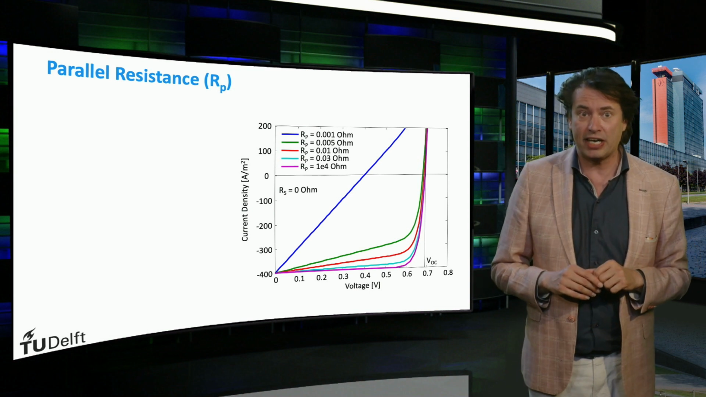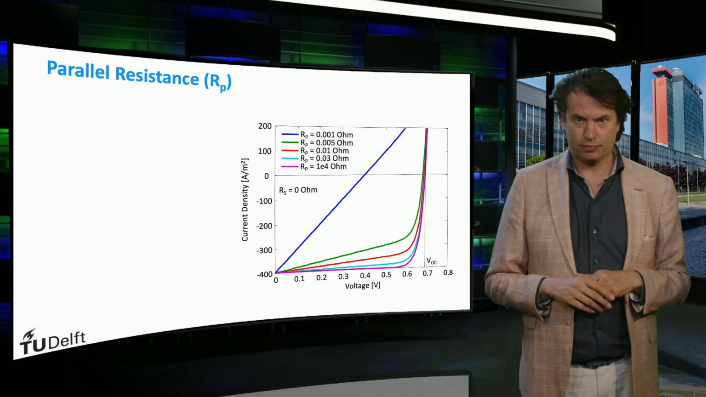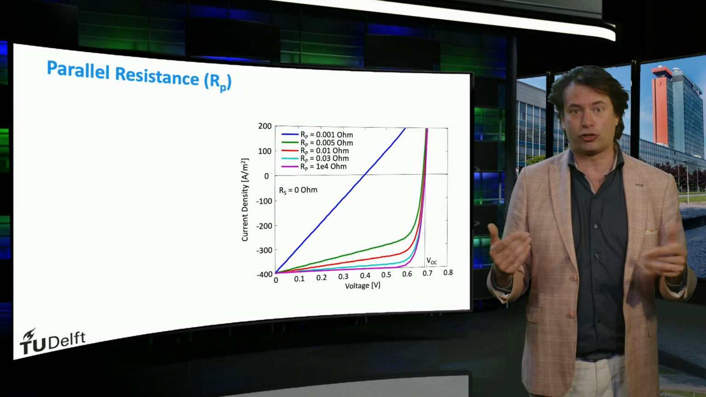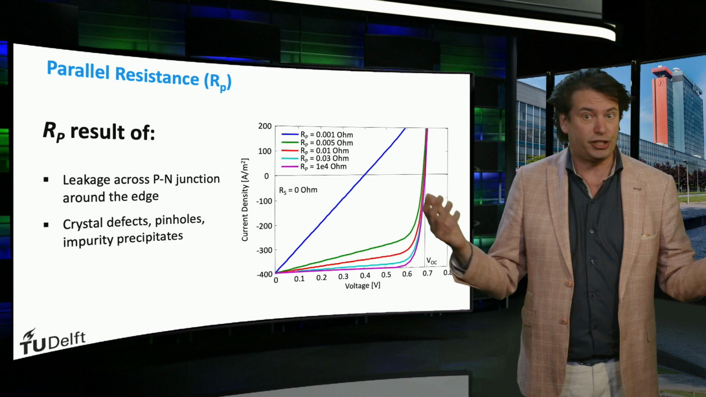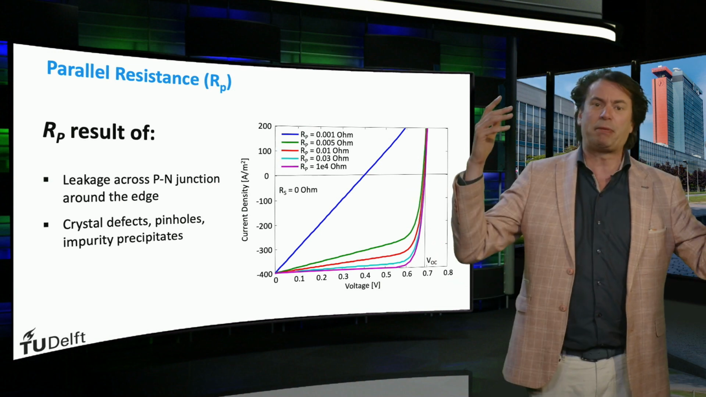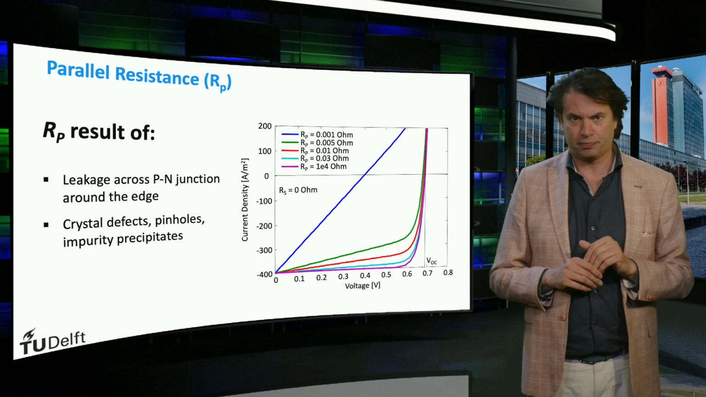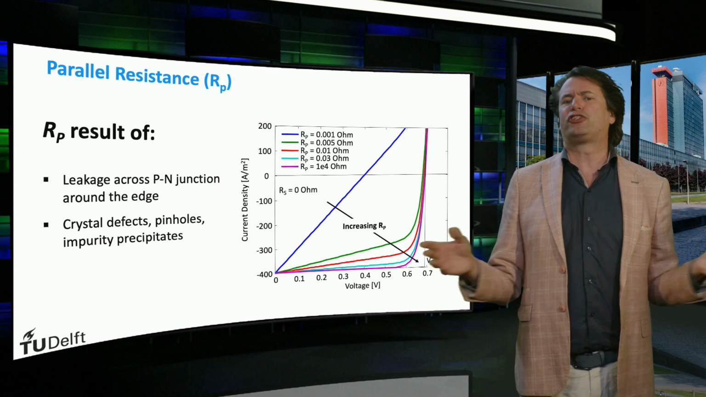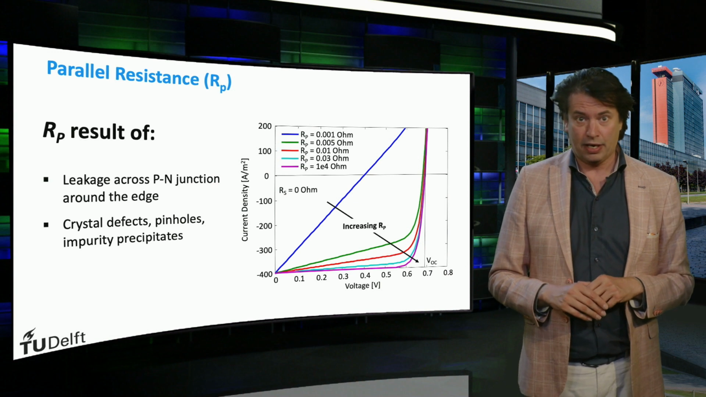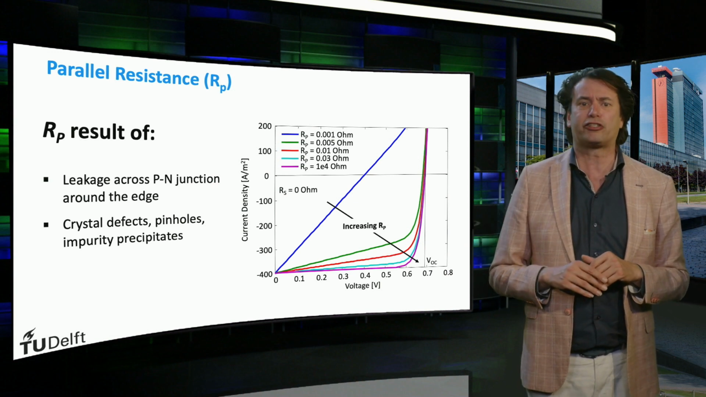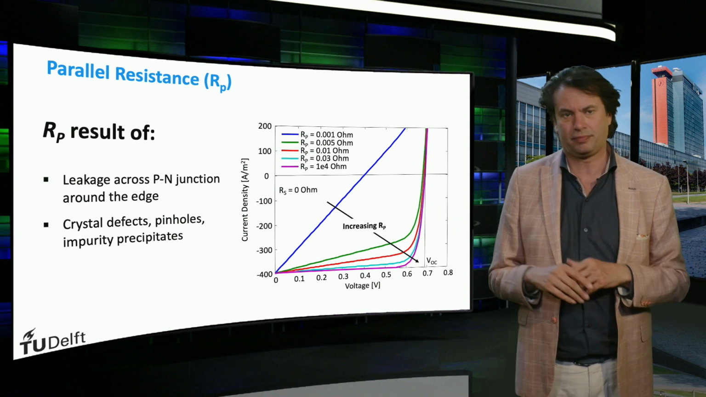Otherwise, it acts as a sink for the current that will reduce power to the load. A reduced shunt resistance is caused by leakages across the PN junction around the edges of the solar cell, or defects, pinholes, and impurity precipitates in the semiconductor material. You can see here that if we have a shunt resistance of 0, our solar cell hardly produces any power at all. As we increase our shunt resistance by orders of magnitude, we can see the shape of our curve return to that of an ideal diode.